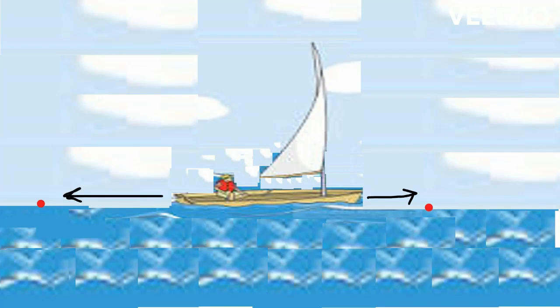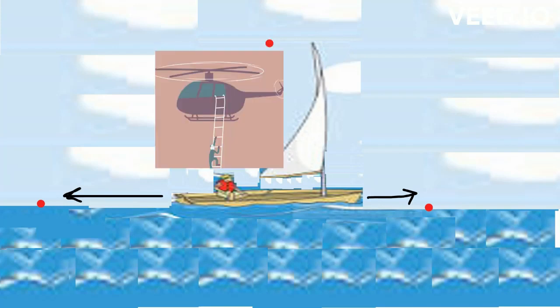If for some reason he wants to go to a point here, if it is possible for him, he can go in the upward direction. If for some reason he wants to go deep into the water, to this point, he can go in the downward direction like this.